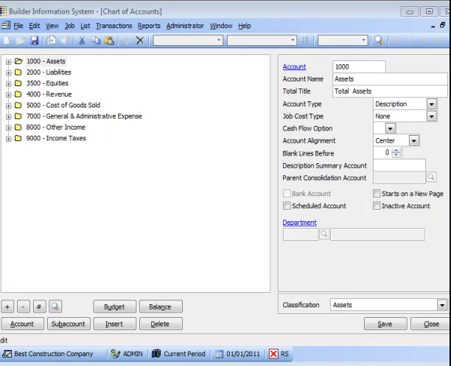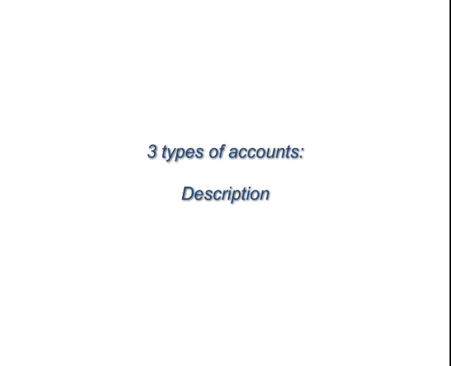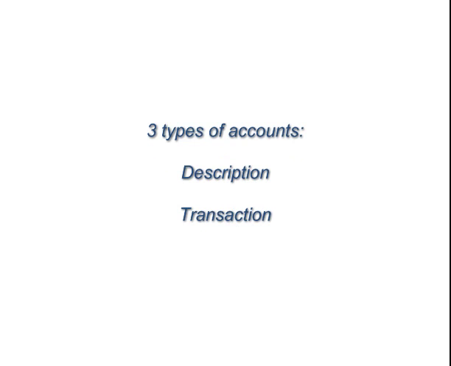The Chart of Accounts is a listing of all the categories in which a business will record its assets, liabilities, revenues, and expenses. Builder Information Systems Chart of Accounts makes maintaining these accounts easy by providing a visual representation of the accounts in a tree structure. In the Chart of Accounts, there are 3 types of accounts: description accounts, transaction accounts, and a single result account.